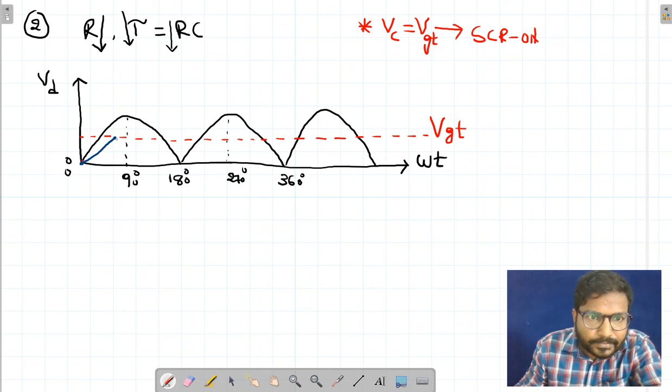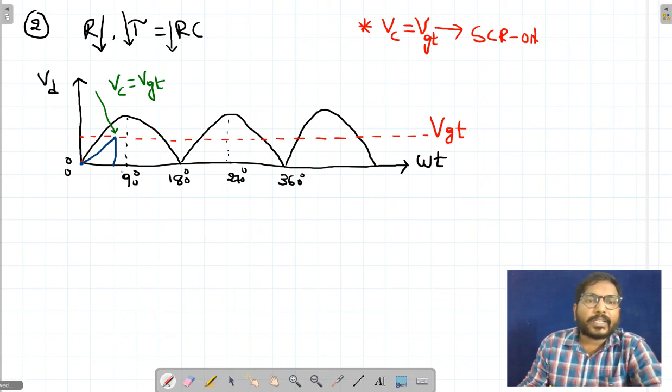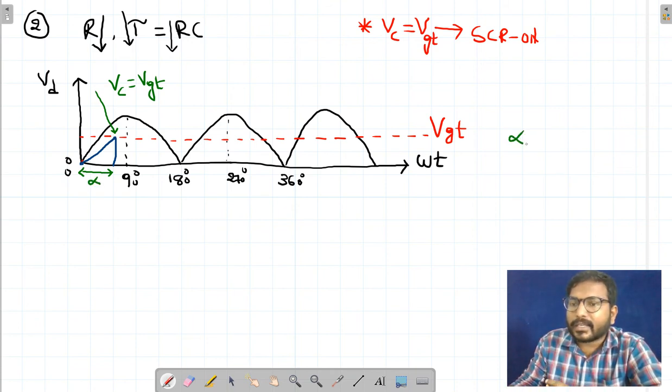Now see, concentrate on this point. At this point, what happened here? VC is equal to VGT. At this point, the SCR can be triggered. At what instant did it happen? This is the delay angle alpha. The SCR is triggered, or VC equal to VGT happened, below the 90 degree. Means the SCR is triggered below the 90 degree.